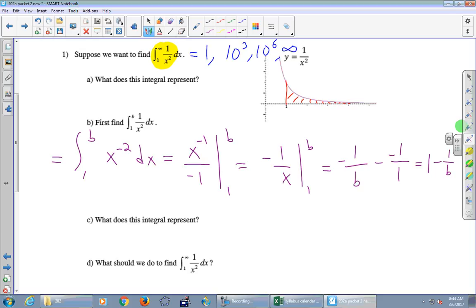So if you are going from 1 to some generic number b, the area under the curve is 1 minus 1 over b. So if I had just put b here at some arbitrary spot, then this area from 1 to b is 1 minus 1 over whatever that magic number b is. What do you think we want to do with b to get a sense of the value of the infinity integral? Well, we can't plug in infinity, but what can we do? We take a limit as b goes to infinity. That's what we're going to do.